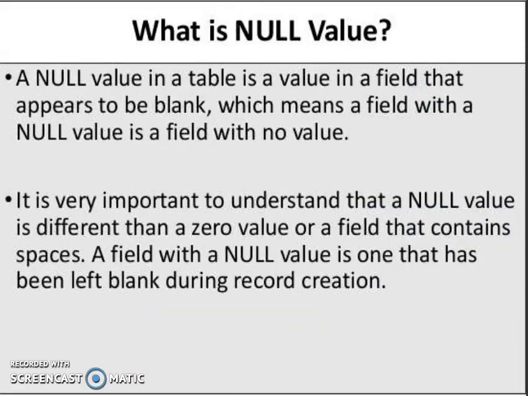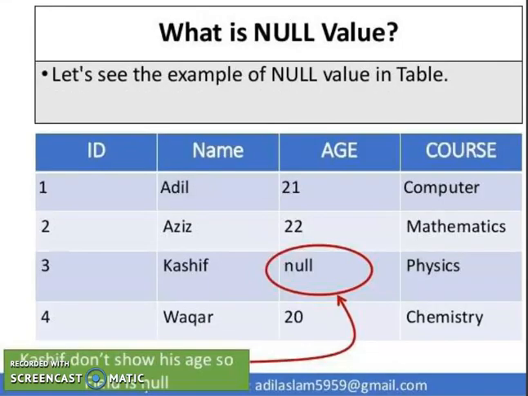Null value in the relational database management table. If any field has no value, we don't put 0 here. Instead, we mention it as null. If any field in the table has no value, it is left empty, and that is called a null value. There is no value here, so you have to put it as null.